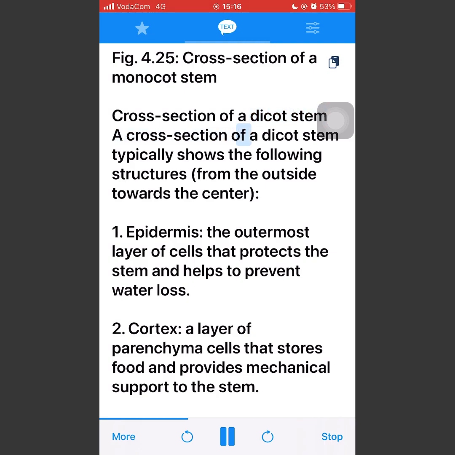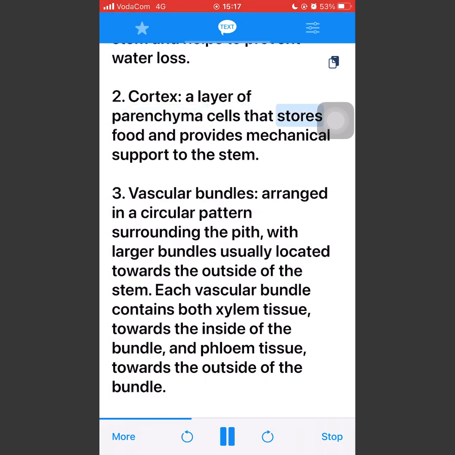A cross-section of a dicot stem typically shows the following structures, from the outside towards the center. 1. Epidermis, the outermost layer of cells that protects the stem and helps to prevent water loss. 2. Cortex, a layer of parenchyma cells that stores food and provides mechanical support to the stem.